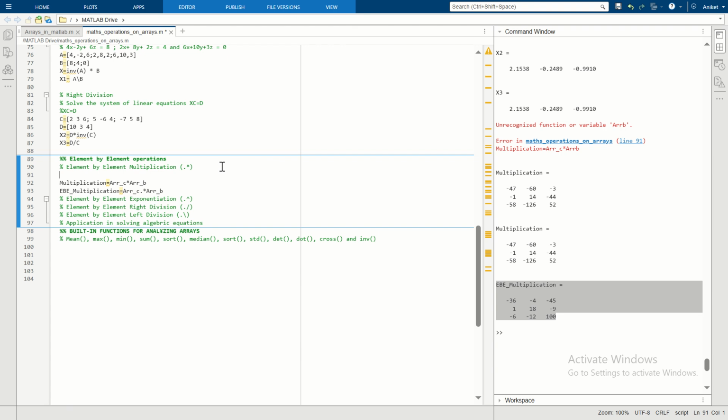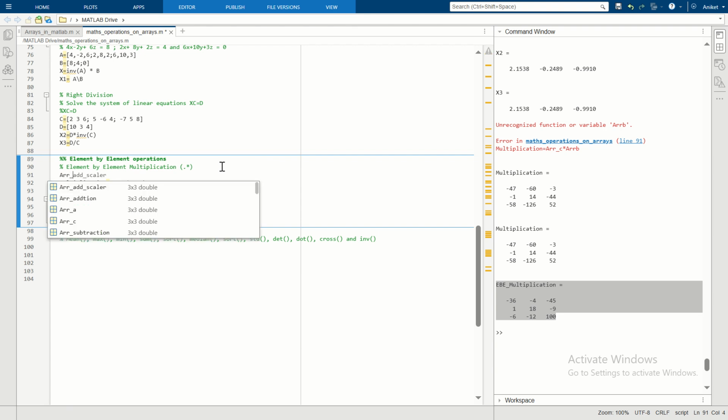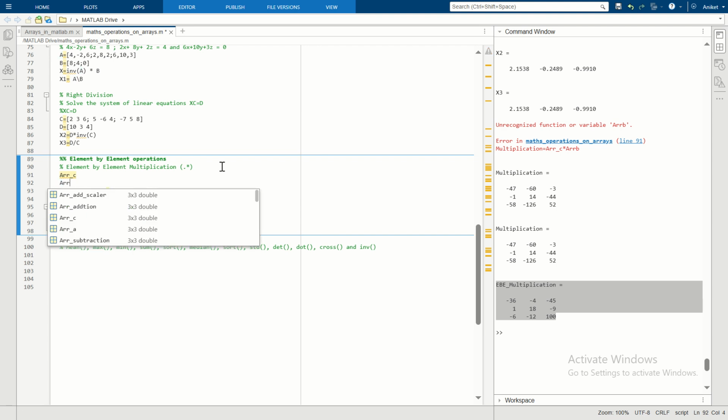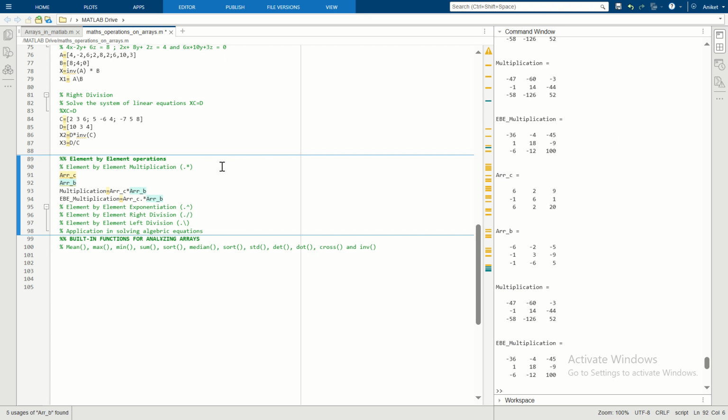Okay, now we want ARR underscore C as well as ARR underscore B here only. So C is here, B is here, so 6 into minus 6 will become minus 36. So this is how element by element multiplication works. So 2 into minus 2 will become minus 4, 9 into minus 5 will become minus 45, and if you see the normal multiplication, the elements are completely different. So this is how the element by element multiplication works.